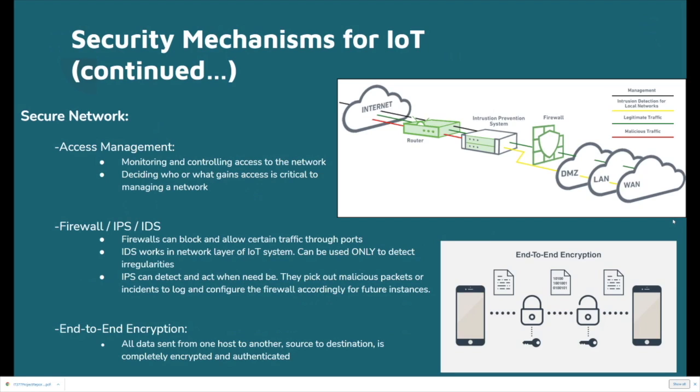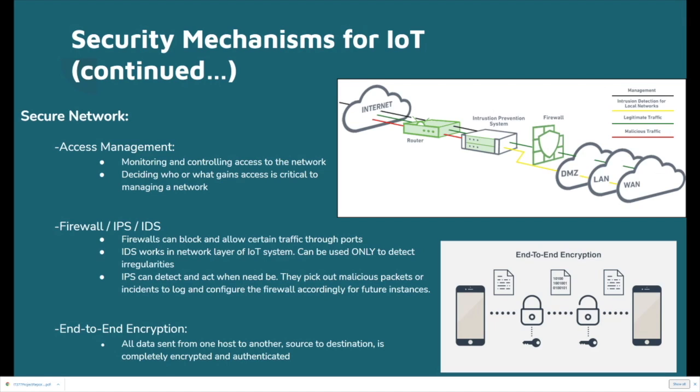Moving on to secure network. So access management is very important. It's basically just monitoring and controlling access to the network, and deciding who or what gains access is critical to managing a network. You don't want anybody on there that's not supposed to be there.